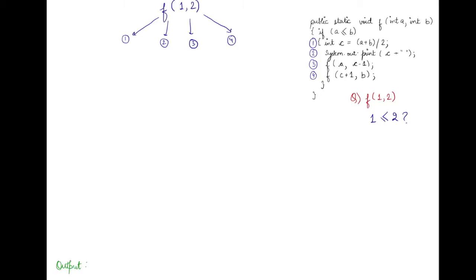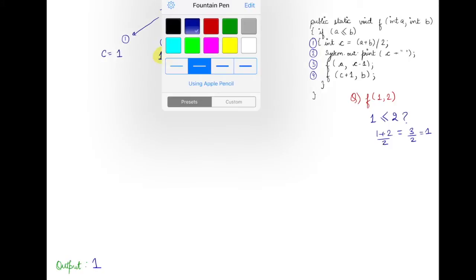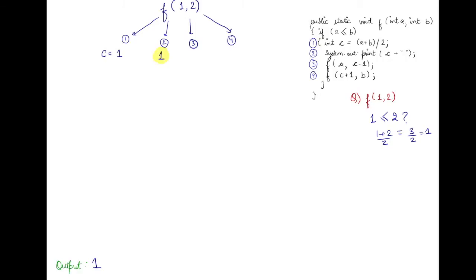The first step is saying that c, the value of c, is a plus b divided by 2. A plus b is 1 plus 2 divided by 2, which gives us 3 over 2. But since it's an integer, it's going to round down to 1. So the value of c is 1. Once we're done with the first step, we move on to the second step. The second step is asking us to print the value of c. So here the value of c is 1, so we print 1. This gets printed. And now that we've done the second step, we move on to the third step.